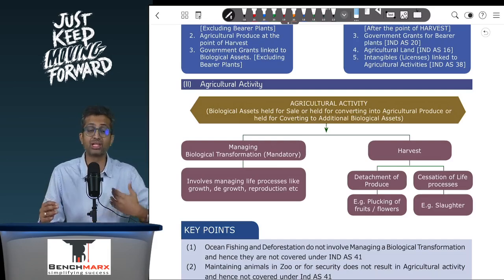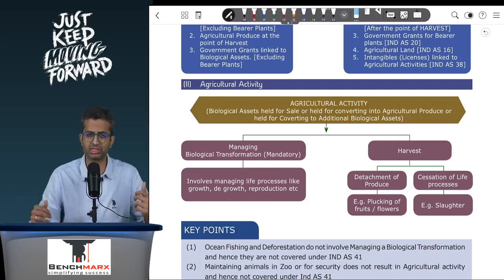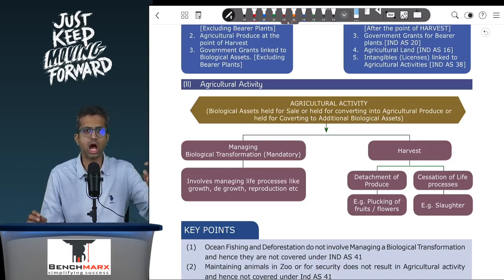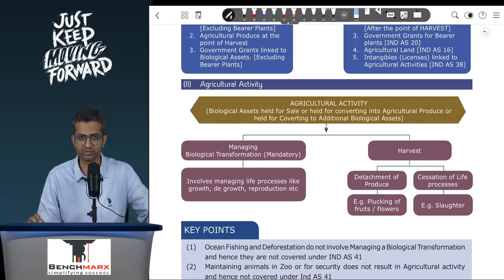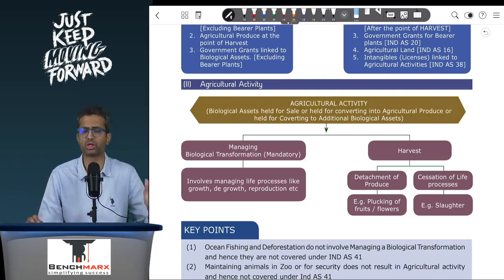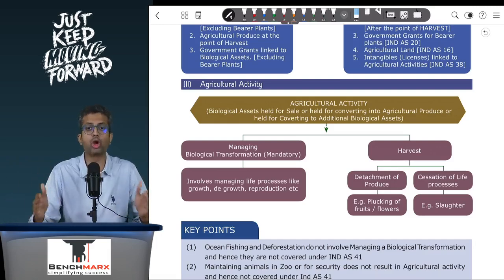Or if you look at items like zoos, for example, in case of a zoo, you are managing the biological transformation, you are managing these animals. These are living animals, so biological assets, not bearer plants. However, there is no agricultural activity, so you are holding them for the purpose of recreation of the visitors, not for the purpose of sale, not for converting to agricultural produce or other biological assets. Same is the case with security dogs, which are not covered by Ind AS 41.